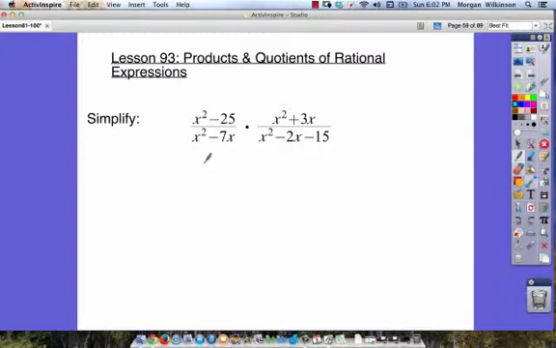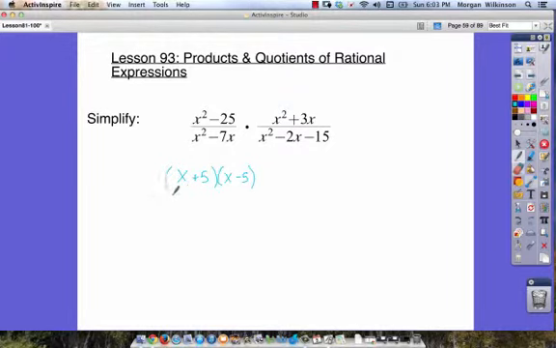Now you might be tempted right away to multiply straight across the top and straight across the bottom and then try to simplify later, but don't. What we want to do in this problem is use what we know about factoring, difference of two squares, and trinomials in order to help us simplify. Now x squared minus 25 is the same as x plus 5 times x minus 5.